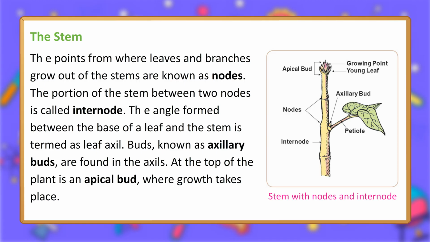Buds, known as axillary buds, are found in the axils. At the top of the plant is an apical bud, where growth takes place. Stem with nodes and internode. Apical bud. Nodes. Internode. Growing point. Young leaf. Axillary bud. Petiole.